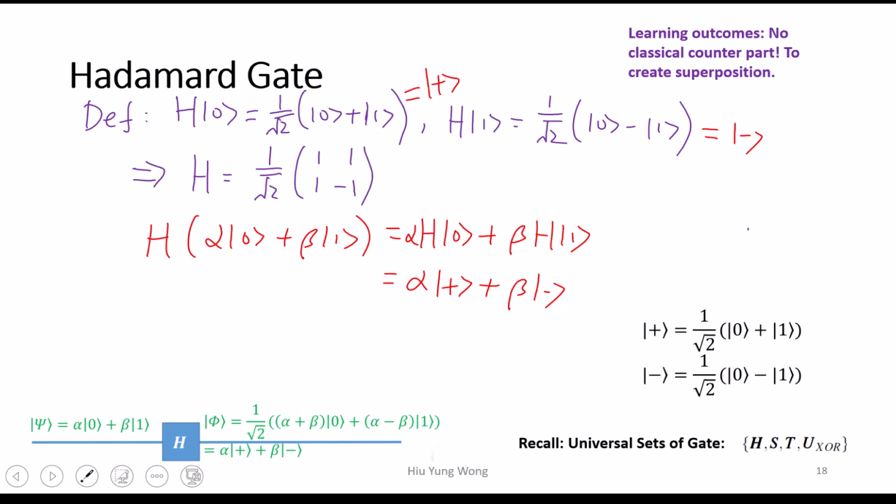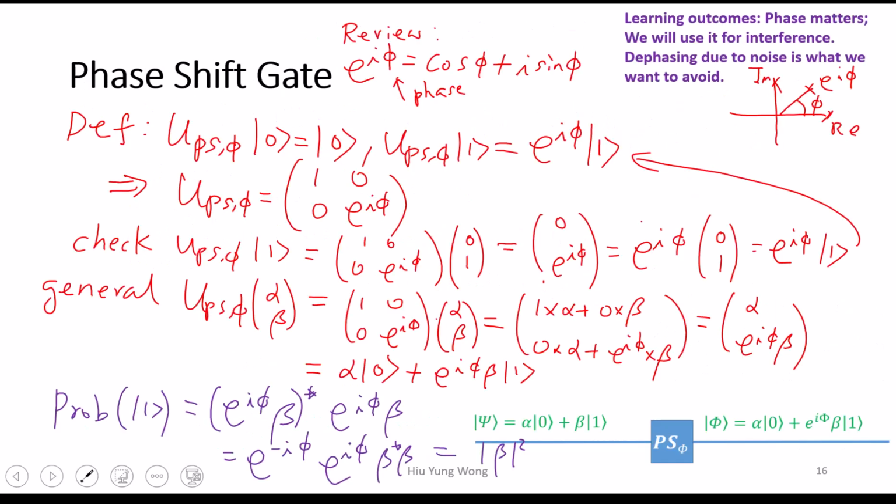Yeah, sir. You say this looks like a phase shift gate? Okay, say again. You mean that no phase for 1 and then a phase shift for 0? Yeah, yes. So this is a good question, right?